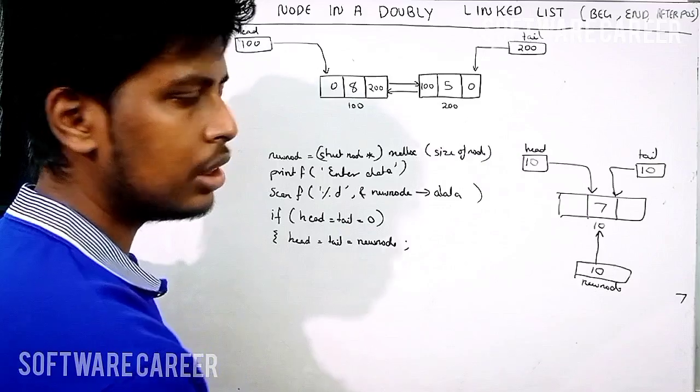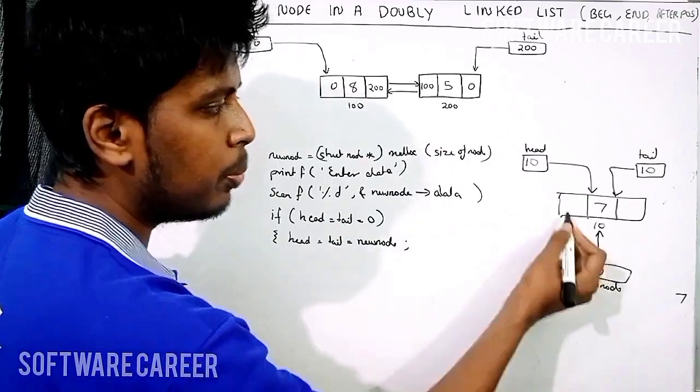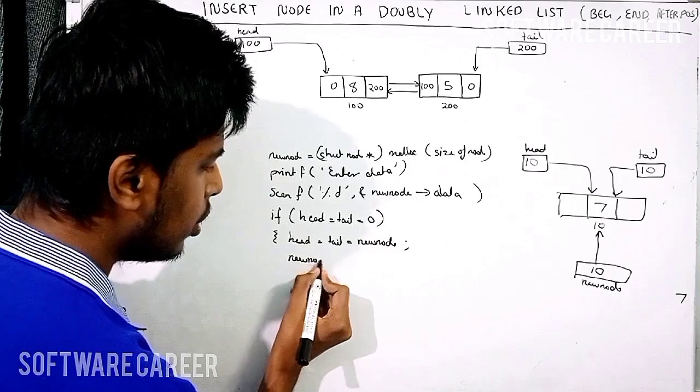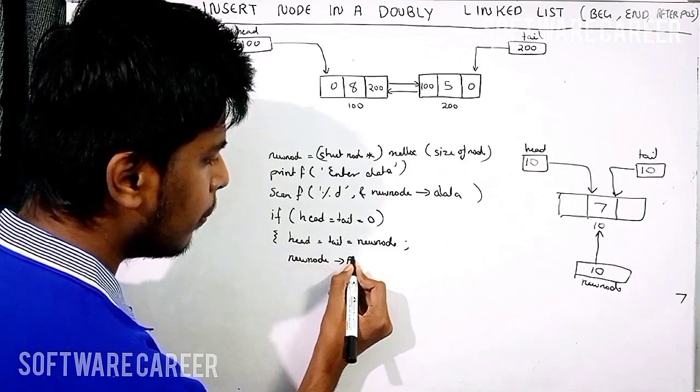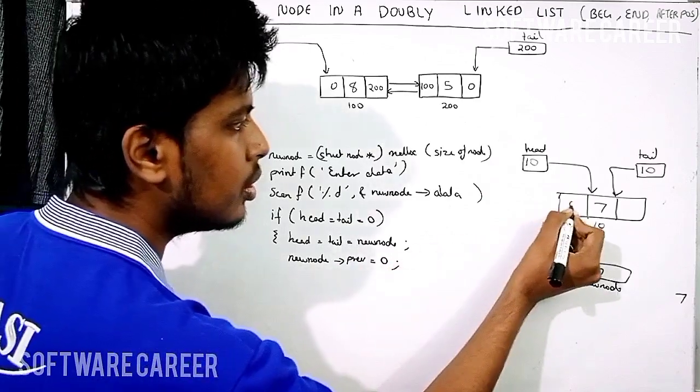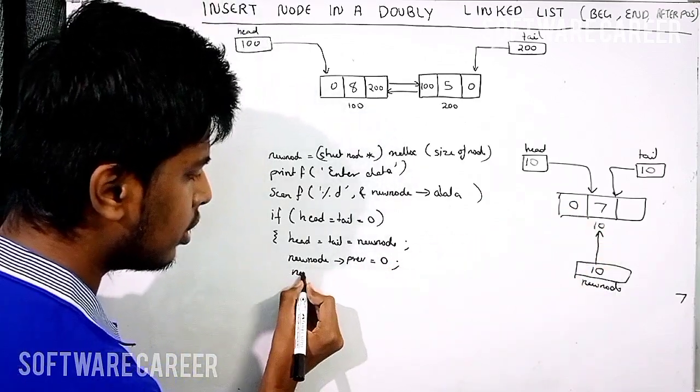So how to access this previous pointer? By using new node previous. So see here, I am writing new node previous equals to 0. And so here 0. Now new node next is 0.